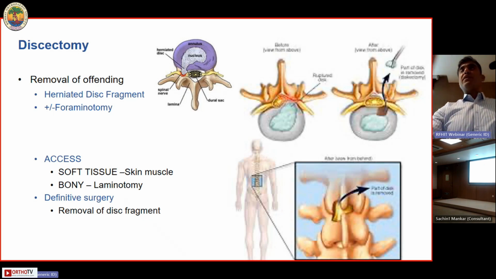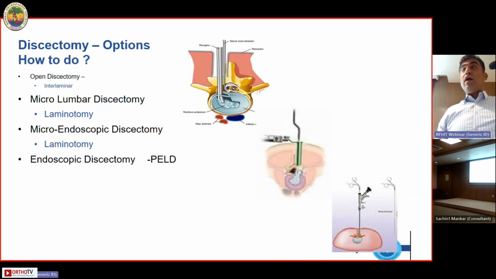And bringing that fragment out has only two parts. One is the access part of it, where you go through the skin, through the muscle, reach the bone, do a partial hole in the bone, do a laminotomy or a laminectomy, depending on how big a disc fragment is, and then do a definitive surgery of bringing that fragment out. And how do you do this? How do you achieve the soft tissue part of surgery or the bony part of surgery to bring that fragment out? That's the one that brings in the variations of surgery.